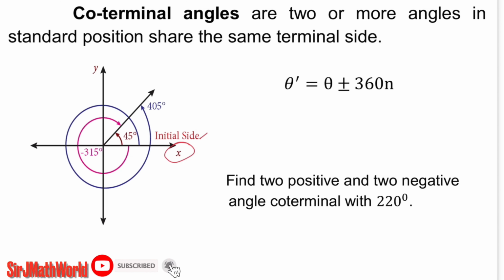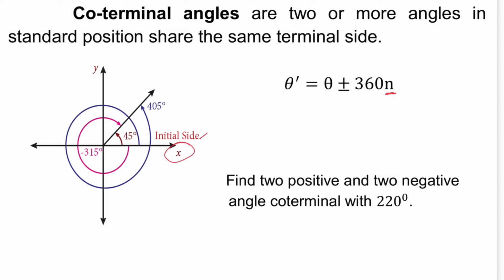So, ang formula na ginagamit dito is we have the coterminal angle is equal to the angle plus or minus 360 times n. So, ano yung n na tinatawag? Ito yung number of revolution na tinatawag natin. Kung siya ba ay 2 revolutions, 3 revolutions, 1 negative revolution, or 2 negative revolutions.